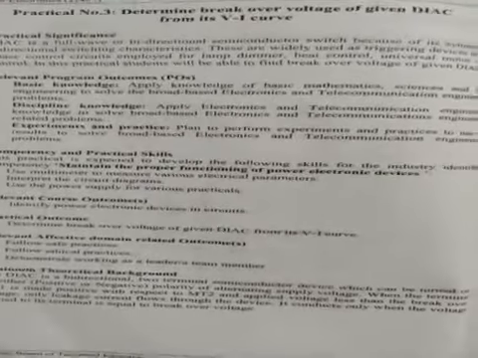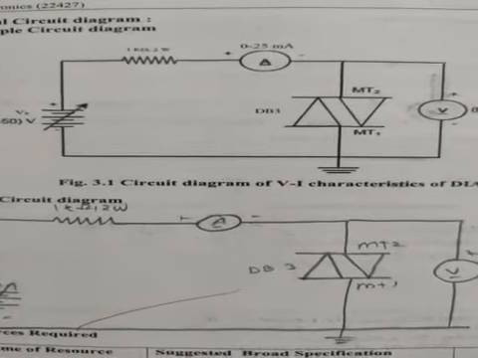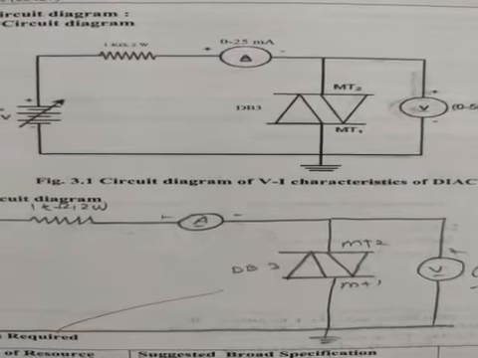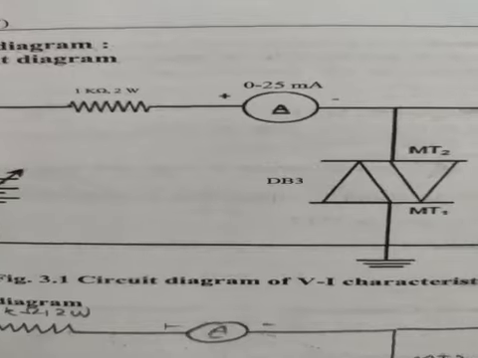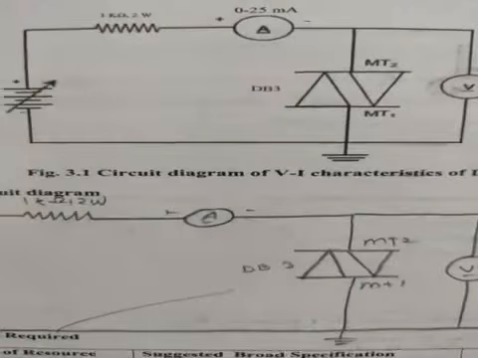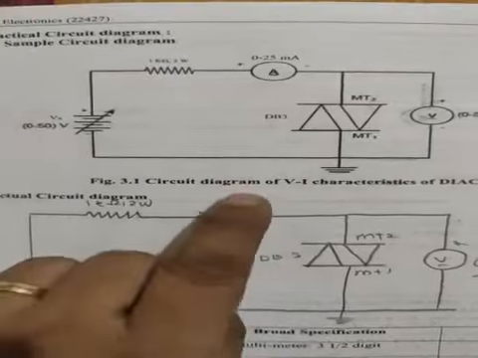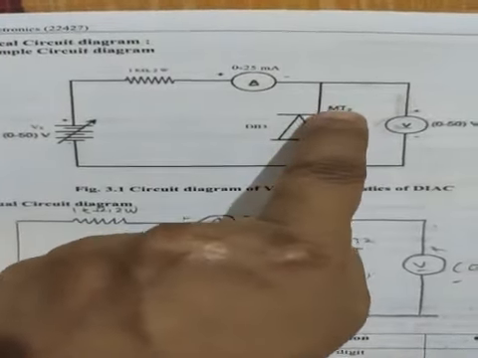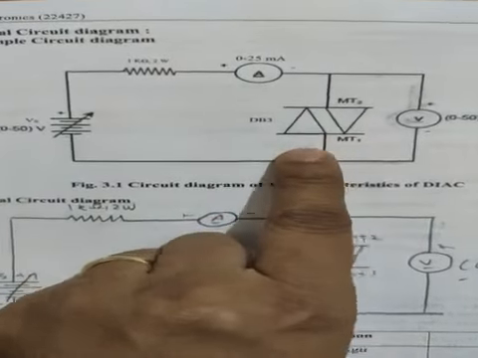Here in this experiment, we are observing the Diac characteristics. This is the circuit diagram of our experiment. In Diac characteristics, we are connecting Diac here, MT1 and MT2. These are the two terminals of Diac.